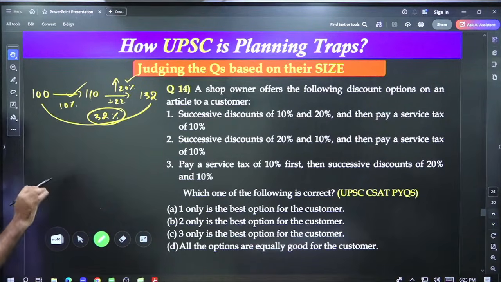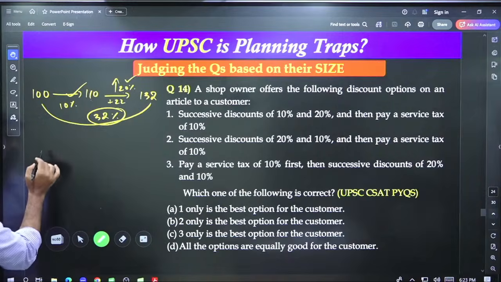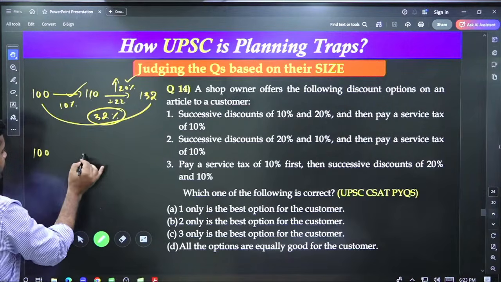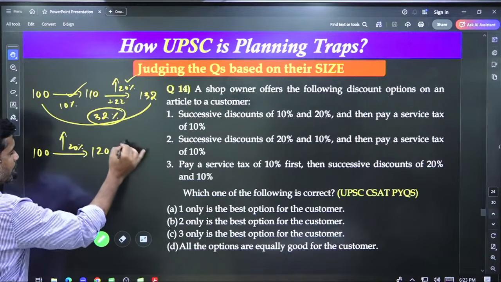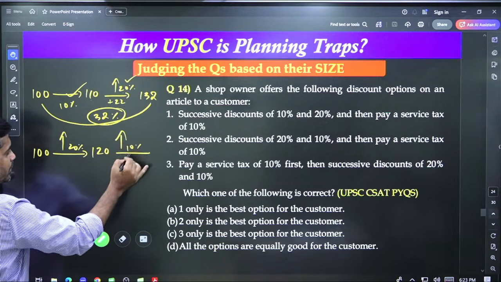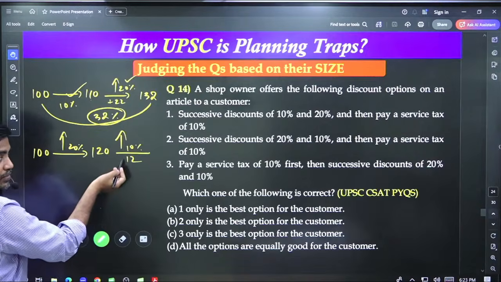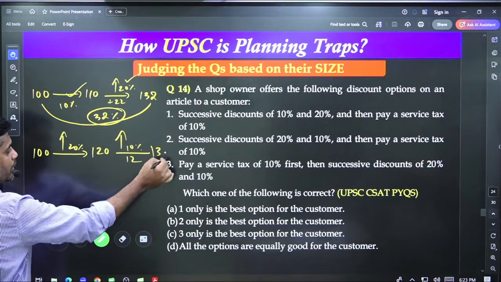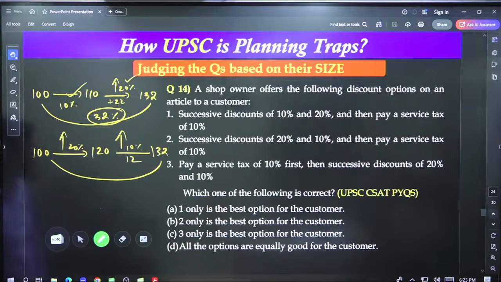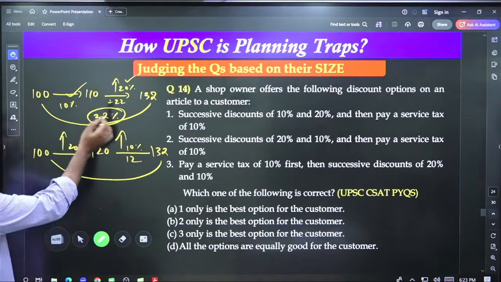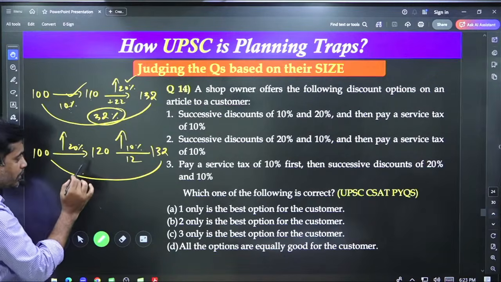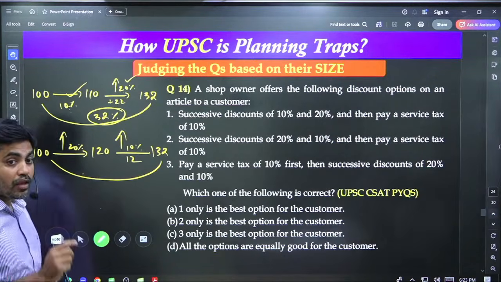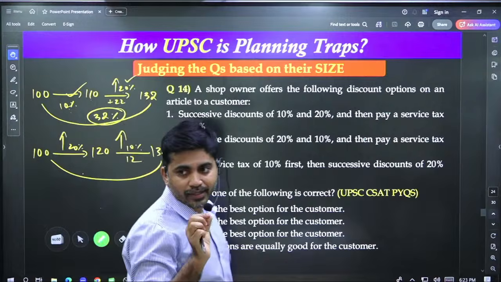Just one example, apart from this I'm telling. If you take the reverse order, it means first year 20 percent, it becomes 120. Then it is increased by 10 percent, so 12 is added. Now again 132. See, same change. Order doesn't matter, 10 percent then 20, or 20 and 10. If the values are the same, order doesn't matter.